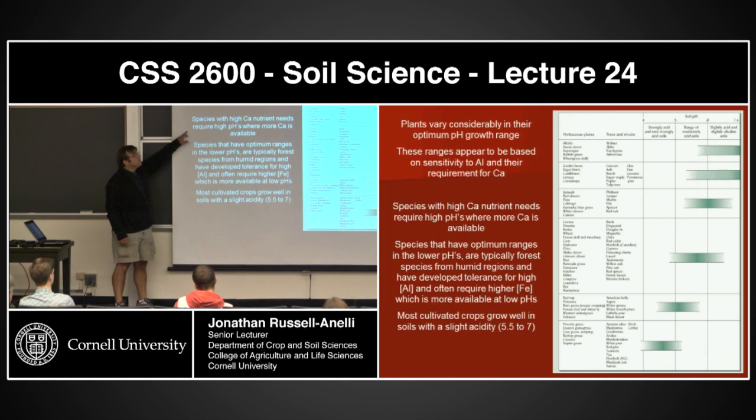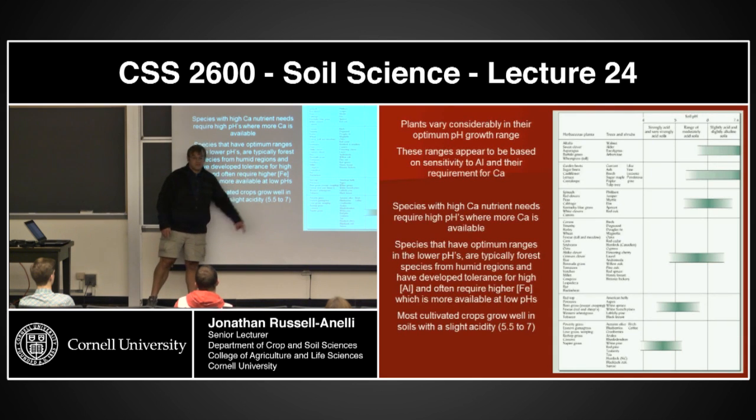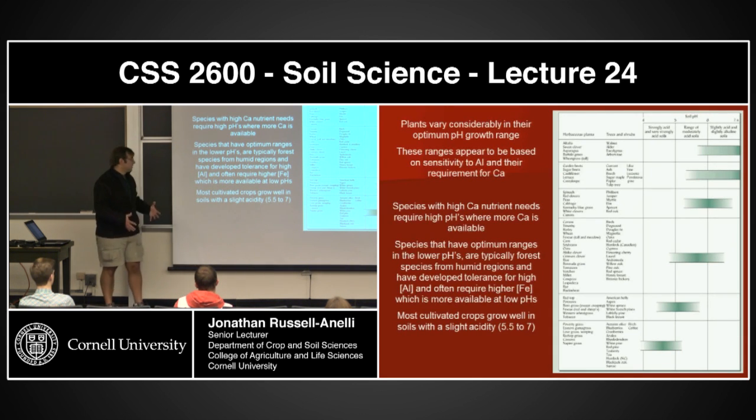Species with high calcium needs require high pHs. Why? Calcium's available at high pHs. Species that have optimum ranges in the lower pHs, they're typically forest species from humid regions, and they have either developed, probably both of them, a tolerance for high aluminum, because at low pHs there's going to be a lot more aluminum in the soil, and they also probably have a requirement for higher amounts of iron. This is the evergreen trees.